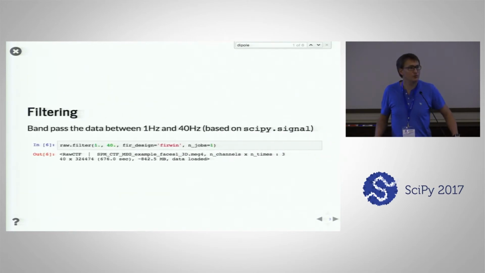So let's do very simple pre-processing. You can do much more, but typical pre-processing is done via methods on the raw data container. And here I'm just going to do a filtering between 1 Hz and 40 Hz using a certain filter design, and eventually setting a number of jobs that I can use in parallel, using joblib Parallel under the hood.